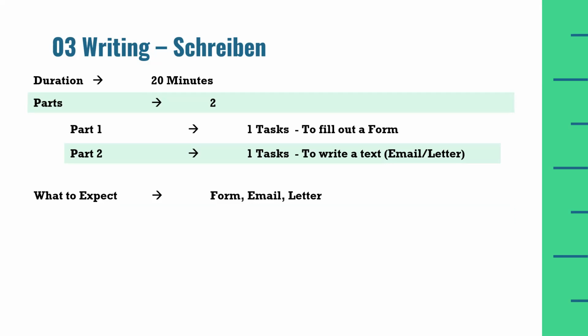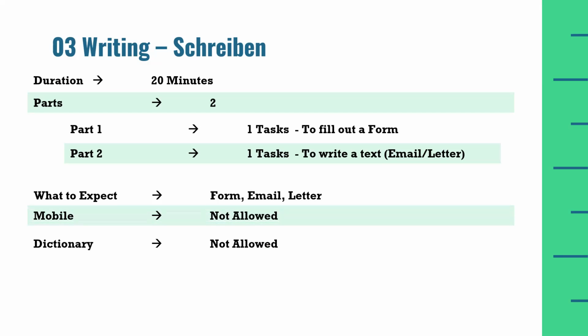So we will be provided a form and we have to fill that form. In the second part of the exam, we may have to write an email or a letter, and we will be provided a certain topic on which we have to write an email or the letter. Mobile or dictionary is not allowed in the Schreiben or the writing section of the exam. And this part of the exam has again 25 points.